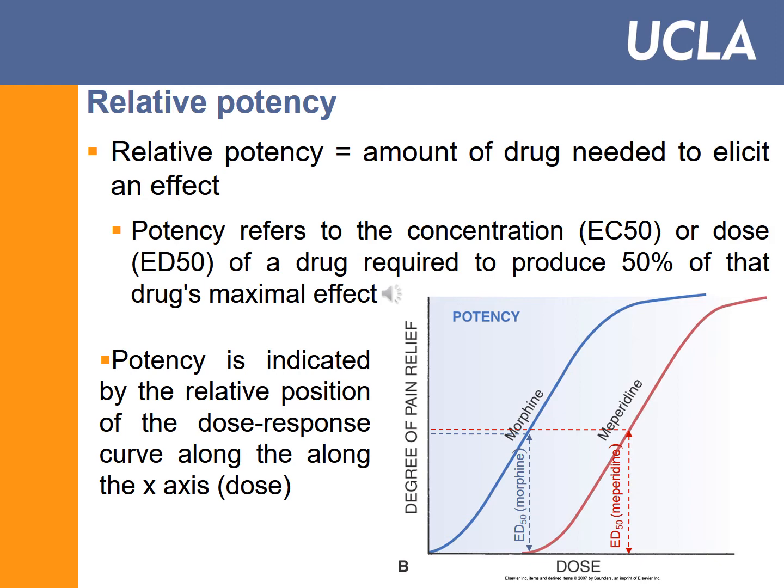Now for meperidine, you see that you're going to need a stronger dose to produce the same degree of pain relief. So that means if you need less morphine to produce the same effects, the same pain relief as meperidine, that will indicate that morphine is more potent, because you need less drug to produce the same amount of pain relief. And so that's the potency.